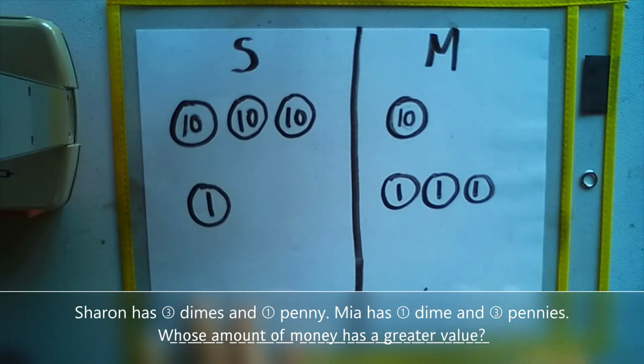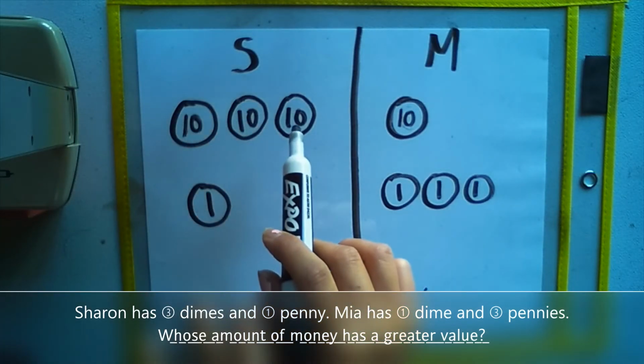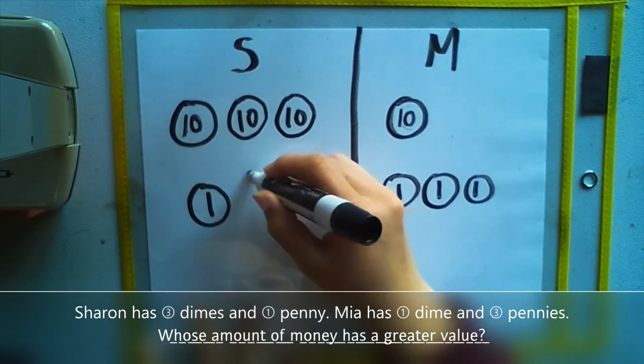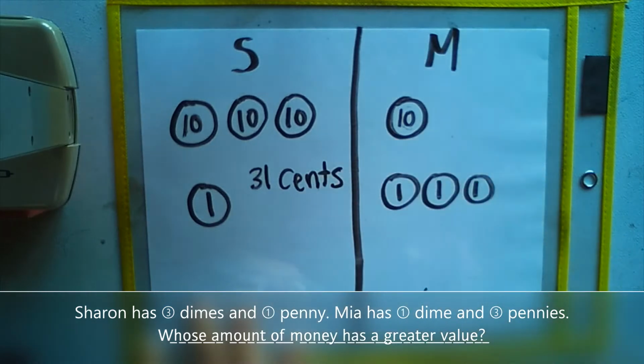Now, our question asks us to read, whose amount of money has a greater value? Let's go ahead and we can skip count by 10 to confirm, okay? And we can also use count on. For Sharon's side, we're going to go ahead and skip count because it's so much easier. 10, 20, 30, counting on 31. We have 31 cents on Sharon's side. And then let's take a look at Mia's side.